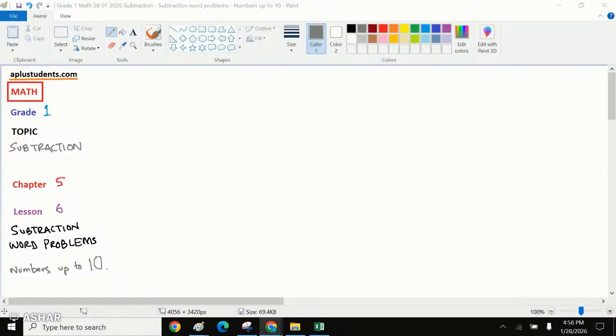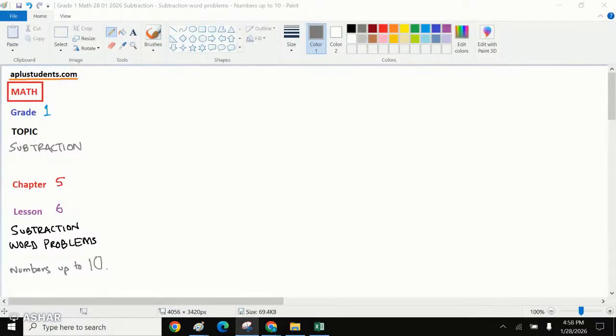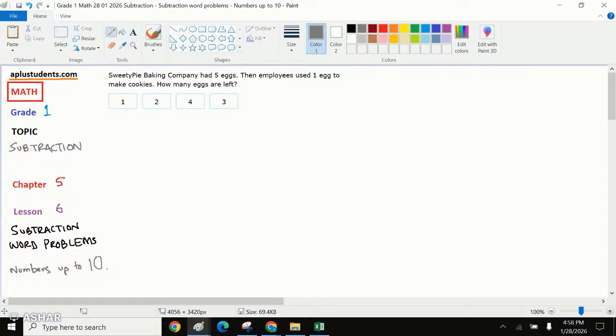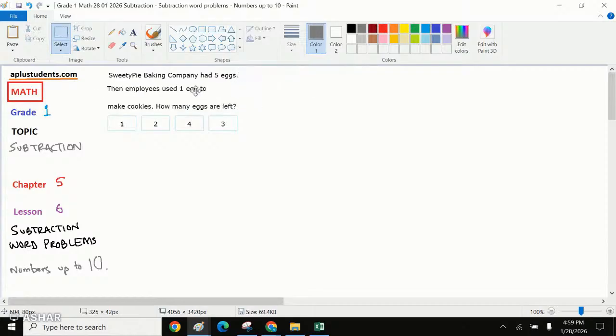Okay, so the first question we have is, let me just copy this. The first question from this topic says, Sweetie Pie Baking Company has 5 eggs. The employee used 1 egg to make cookies. How many eggs are left? Are there 1 egg left, 2 left, 3 left, or 4 left?